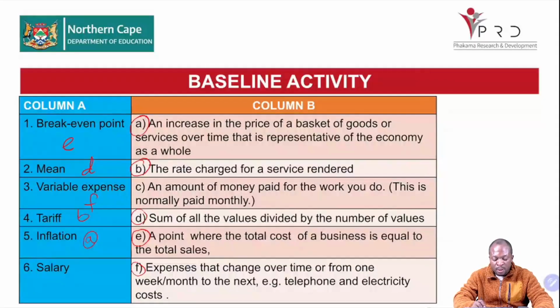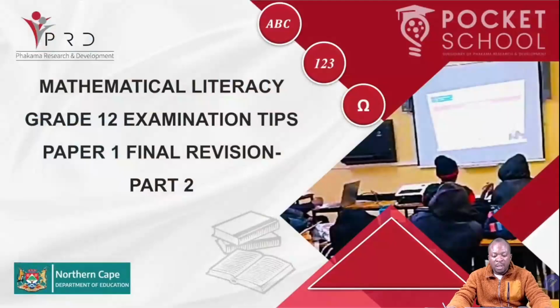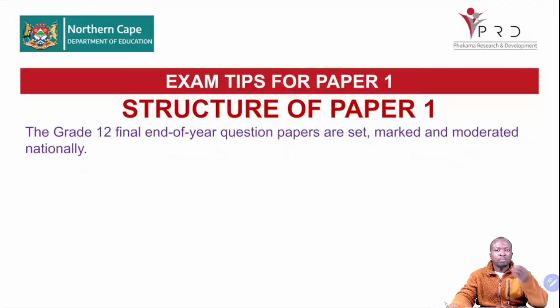Then the last one is what? Salary, the amount of money that we receive for the work that we have done. But then remember, there's a difference between salary and wage. If it is salary, usually it's on a monthly basis. If it's a wage, it can be per week or for every 2 weeks. That one we call wages. So don't forget that. Now let's look at some few tips.